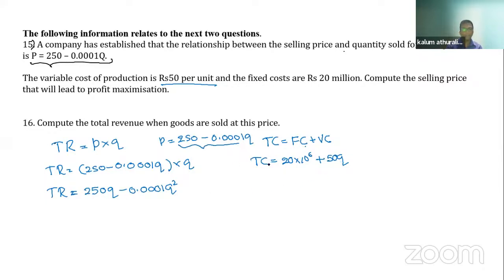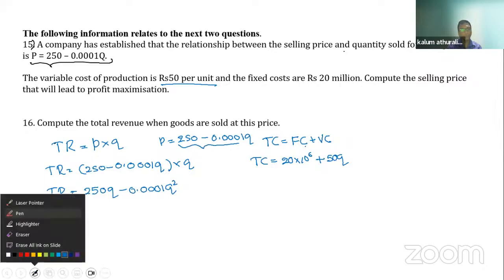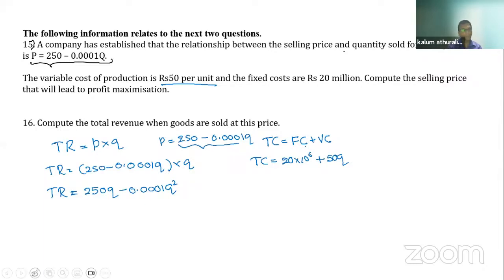Now we know the TR and TC. Then how to find the maximum profit? What does the theory say? When the profit is maximum, MR should be equal to MC. What is MR? Marginal revenue. What is MC? Marginal cost. When the profit is maximum, marginal revenue and marginal cost are equal. Now, how to find the marginal revenue? We can differentiate the total revenue function. Then we can find the marginal revenue function.